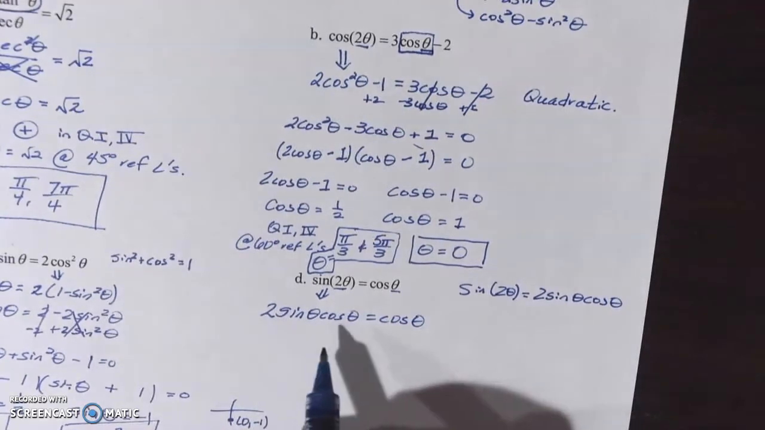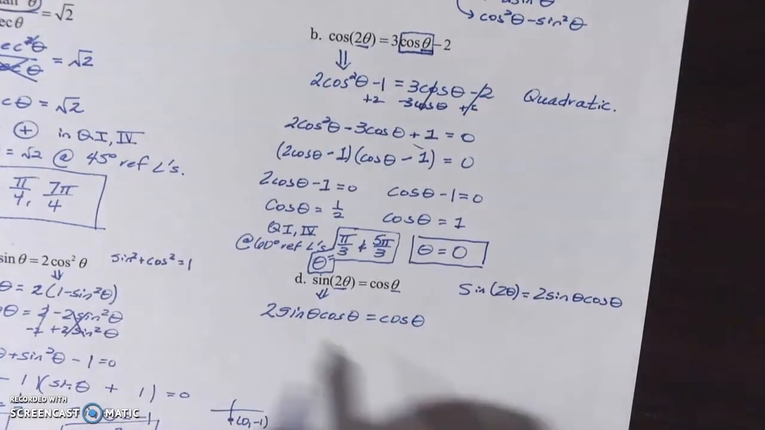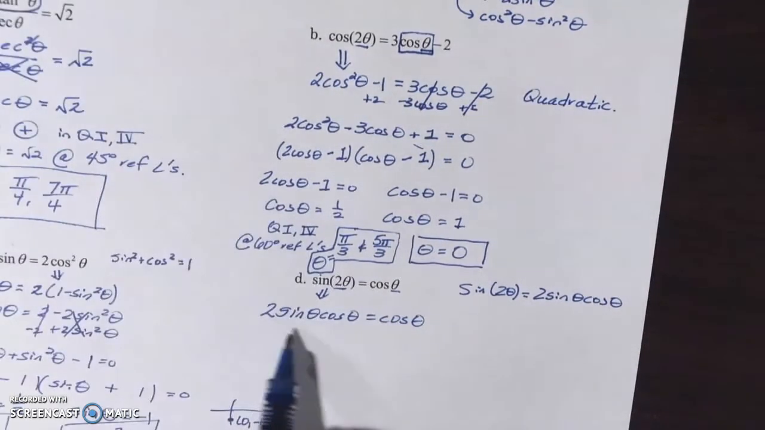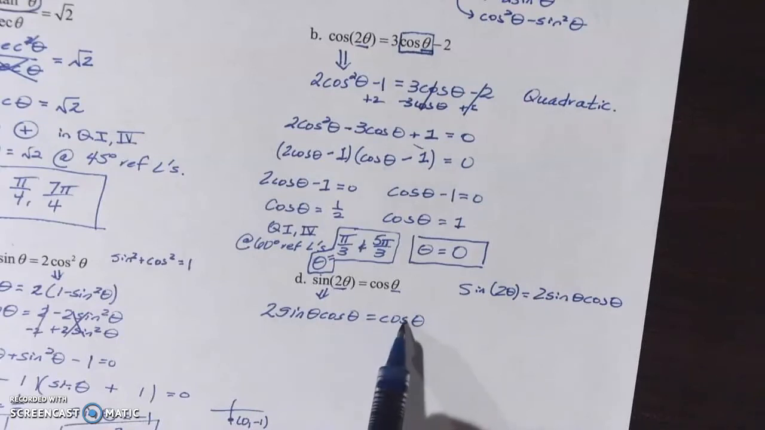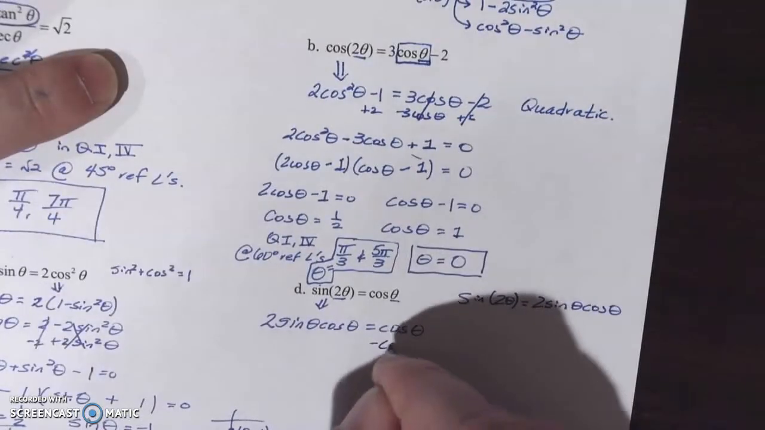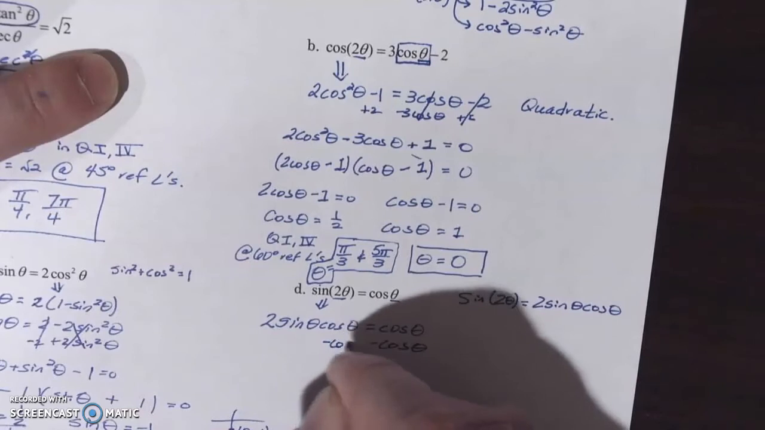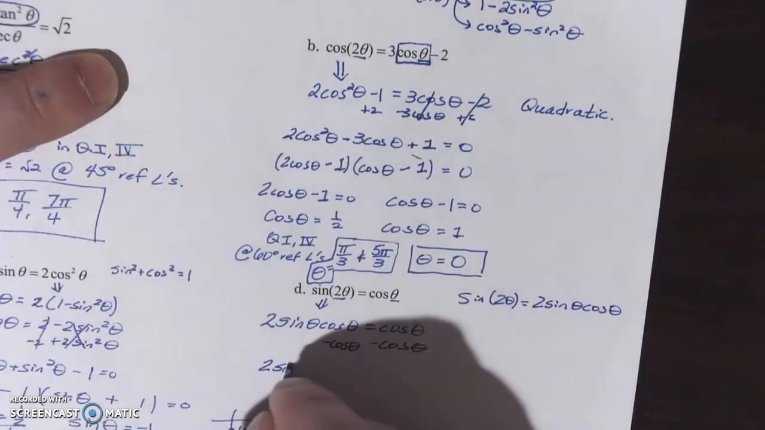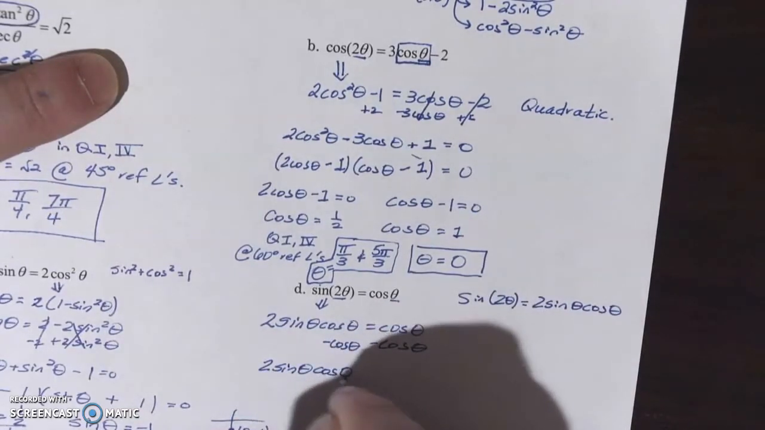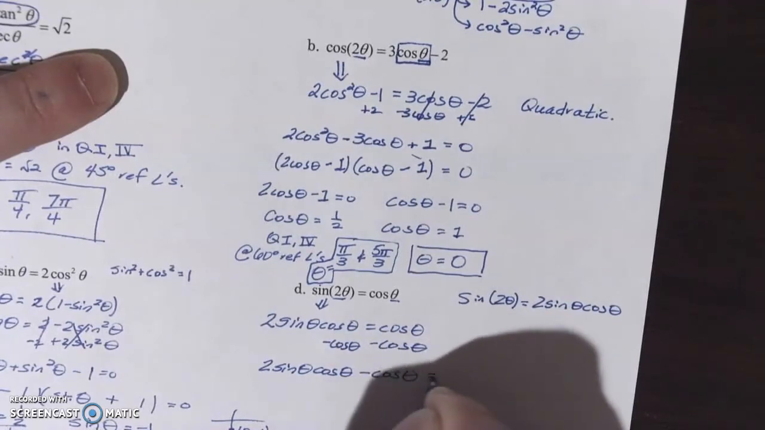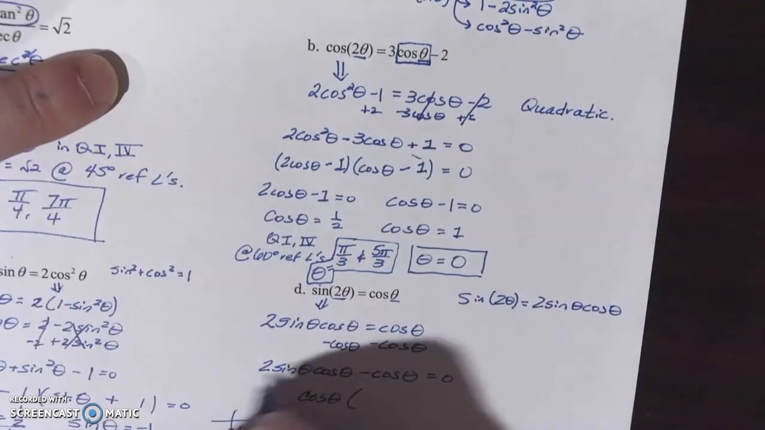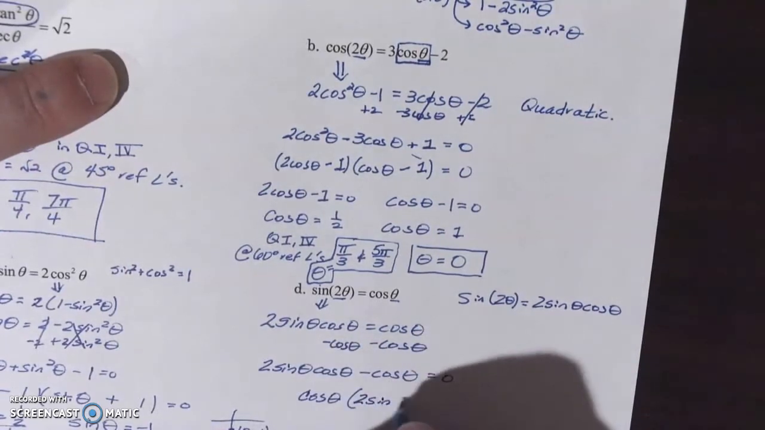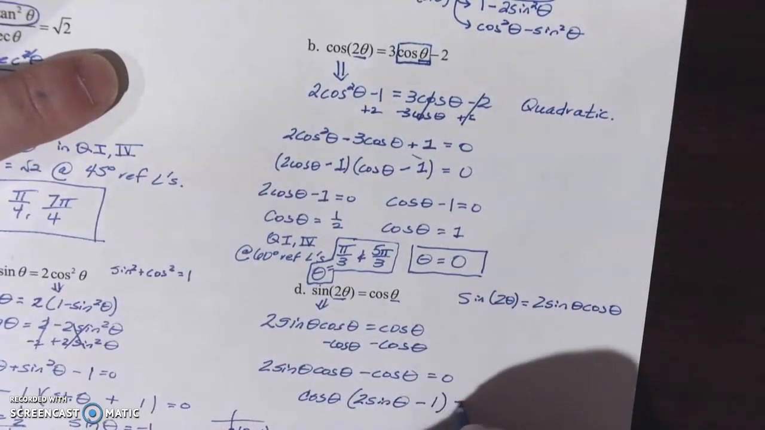Now we have different trig functions here, but that's going to end up being okay. Here's what we can't do. We cannot divide by cosine theta. Okay, that is not what we want to do. What we want to do is move the cosine theta over, set this equal to 0, and pull out the GCF. The GCF happens to be cosine theta. What's left of the first term would be 2 sine theta. What's left of the second term would be 1.